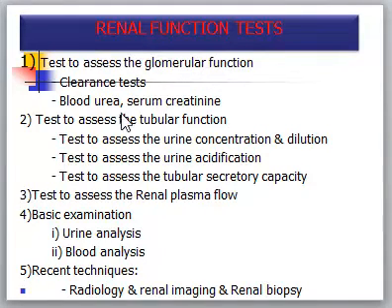Next we are going to see the tubular functions. Here there is the urine concentration test, urine dilution test, detection of uric acid excretion, test for the acidification of the urine, test for the alkalinization of the urine, and test for amino acids in the urine. These are the tests that come under assessing the tubular functions.